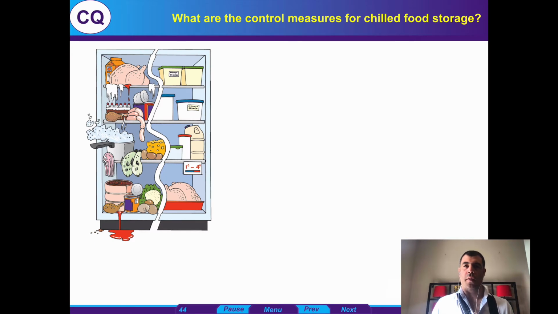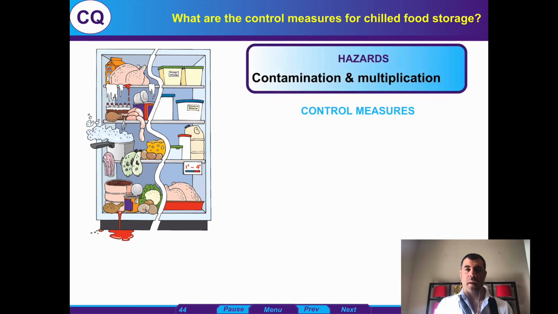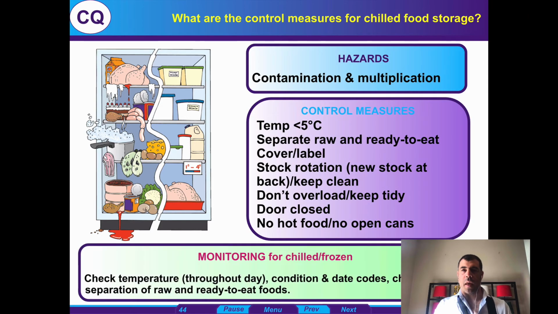What are the control measures for chilled food storage? So in a refrigerator. So again, the hazards are contamination and multiplication. So here we'll make sure that the temperature of the fridge is below 5 degrees. So this is the recommended temperature. The critical limit is 8 degrees. So separate raw and ready to eat food. So fridge storage always works from top to bottom, from the most ready to eat at the top to the least ready to eat at the bottom.